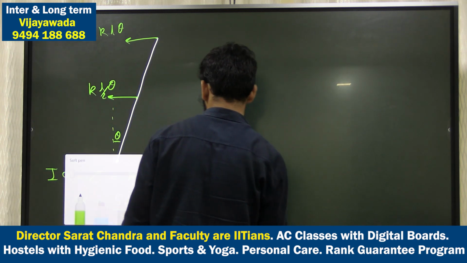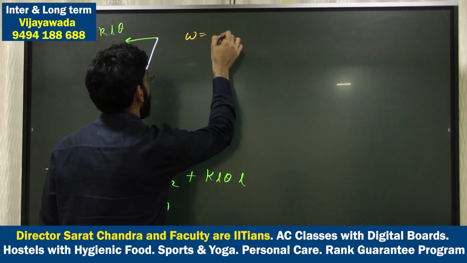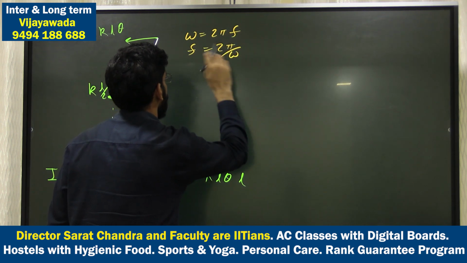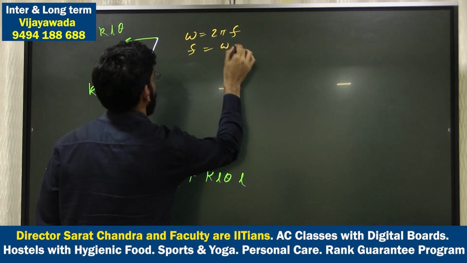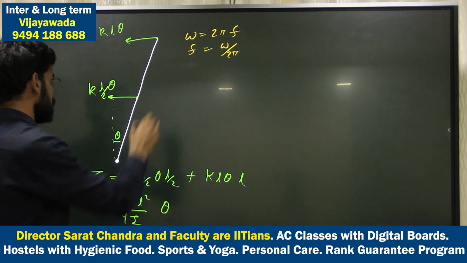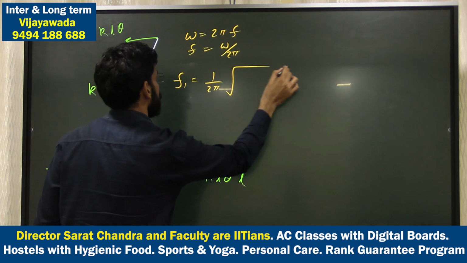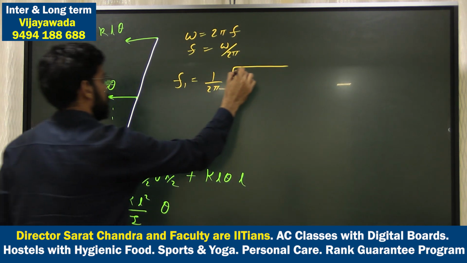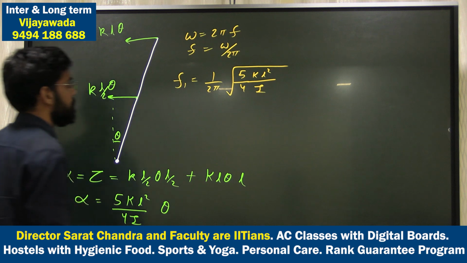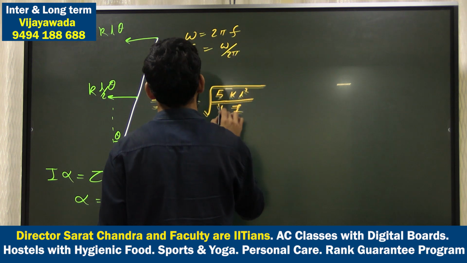Second part, we know omega is 2 pi by time period, which is 2 pi f, so f is omega by 2 pi. What I want to show is that the frequency is proportional to omega. So from here f1 will be 1 upon 2 pi, under root of 5 by 4 K L square, I also in the denominator. This is f1. Next, see f2. Exactly the same approach applies for f2.